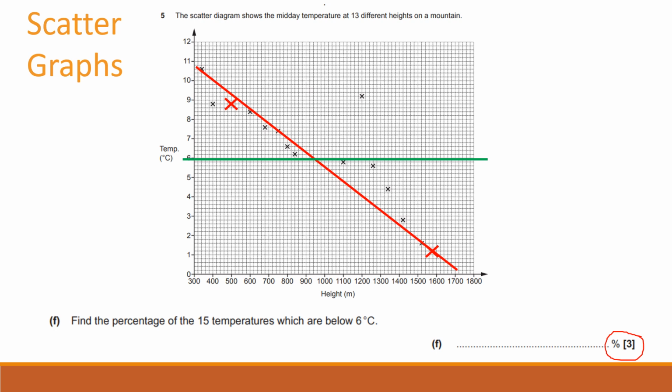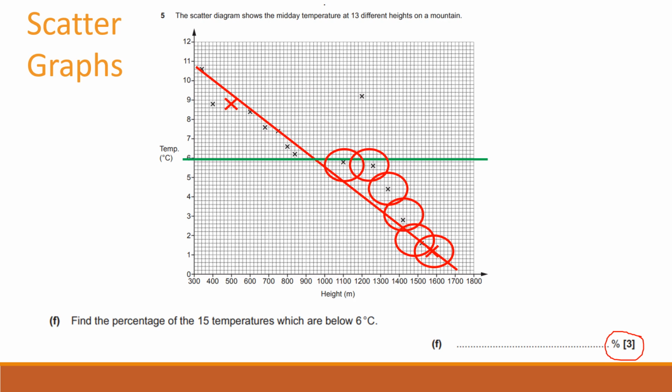Then we've got to look at below. So this is below the line. So I'm going to look at how many points are below the line. So I can count them. I've got 1, 2, 3, 4, 5, 6 points which are below the line. And from these 6 points which are below the line, I've then got to find the percentage.